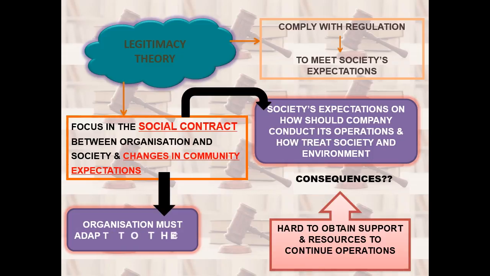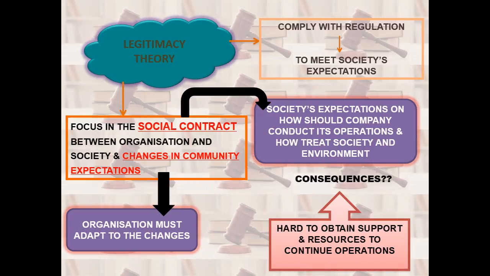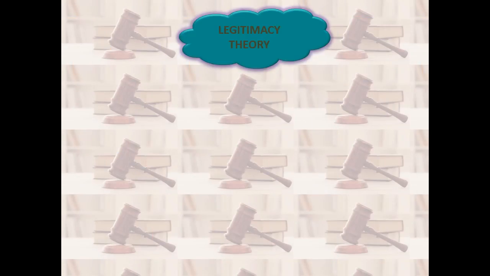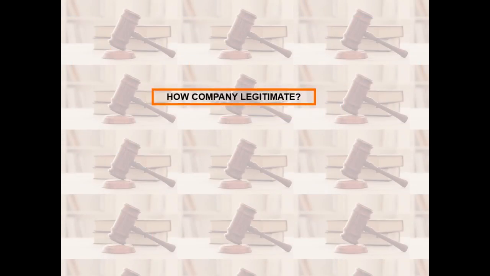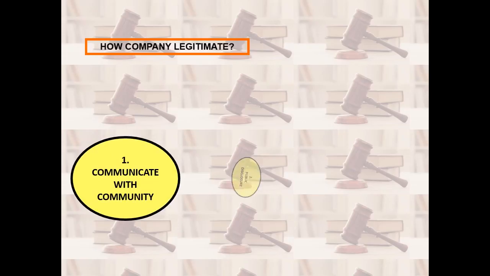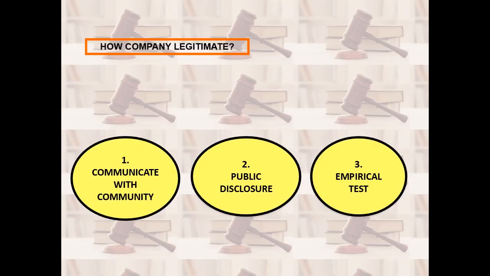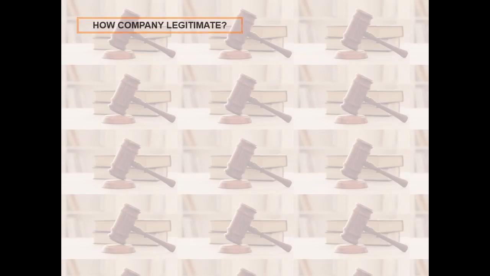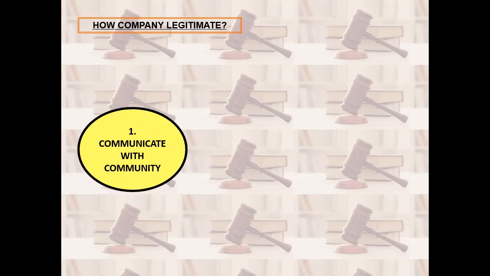Another focus of this theory is on the changes in community expectations. The organization should adapt to the changes in order to be accepted by the community. Besides that, there are some ways for a company to legitimate. They are by communicating with the community, preparing public disclosure, and doing empirical tests on the legitimacy theory. Communicating with the community is through gaining and maintaining legitimacy from the community.